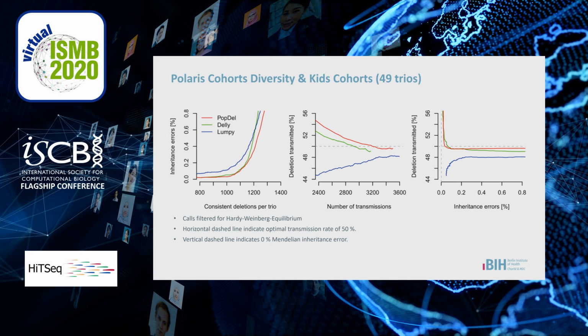The last plot combines these two measures. Like in the previous transmission rate plot, the lines should be as close as possible to the horizontal line indicating the 50% transmission rate, and as close as possible to the vertical dashed line indicating 0% Mendelian inheritance error rate. So the optimum of the plot is at the intersection of the dashed lines. As you can see, PopDel comes closest to that.